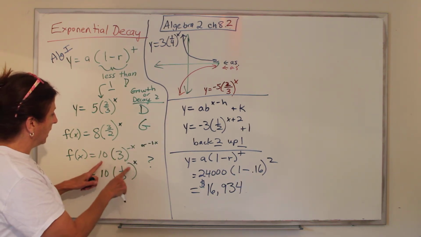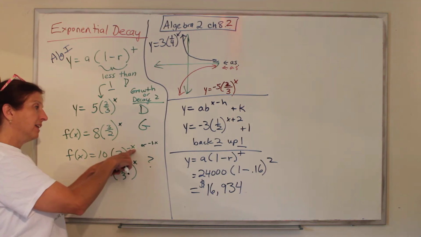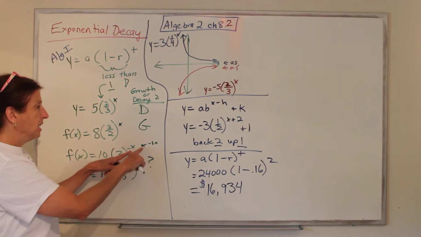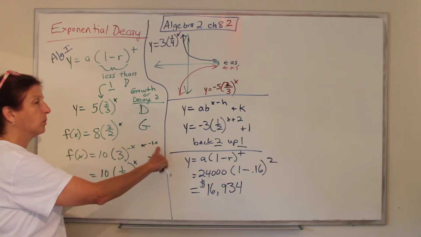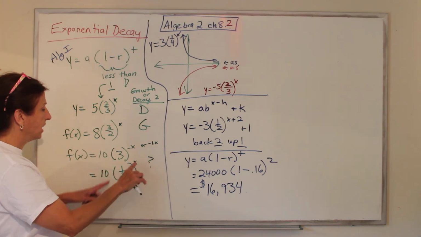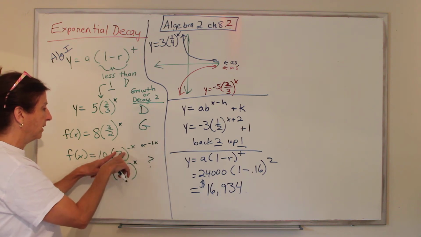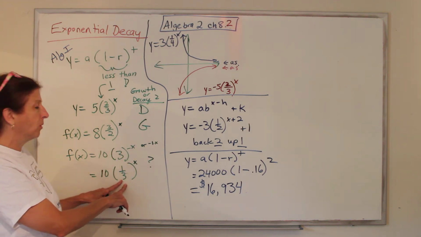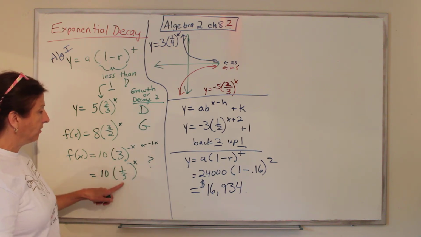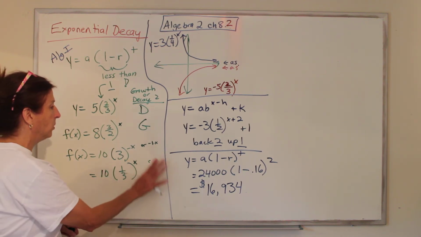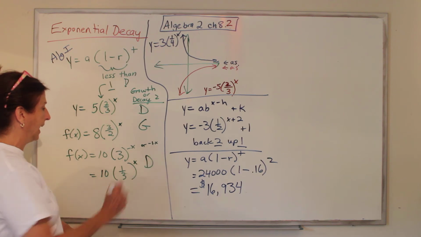This one looks weird because it has a negative exponent. So we could turn that, negative x is the same thing as negative 1 times x. So we can take that negative 1 and push the 3 through the portal and make it 1/3, leaving the x up here. Now you can see that that is less than 1, so it is a decay.